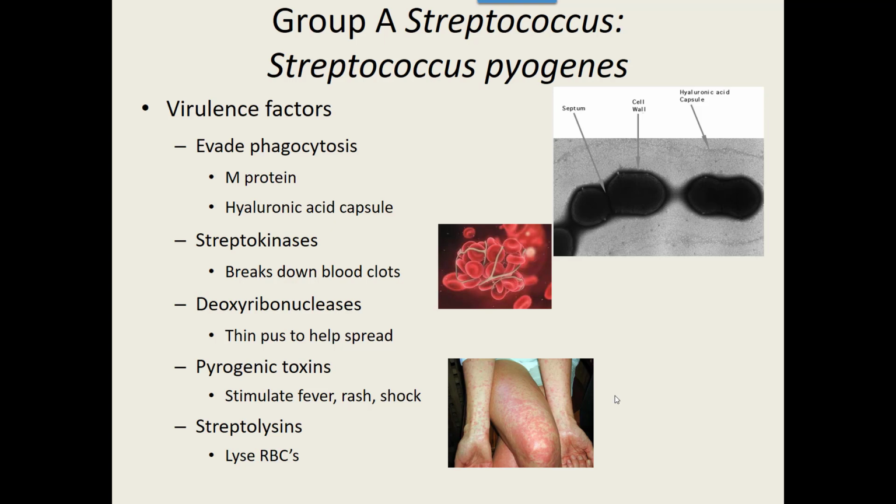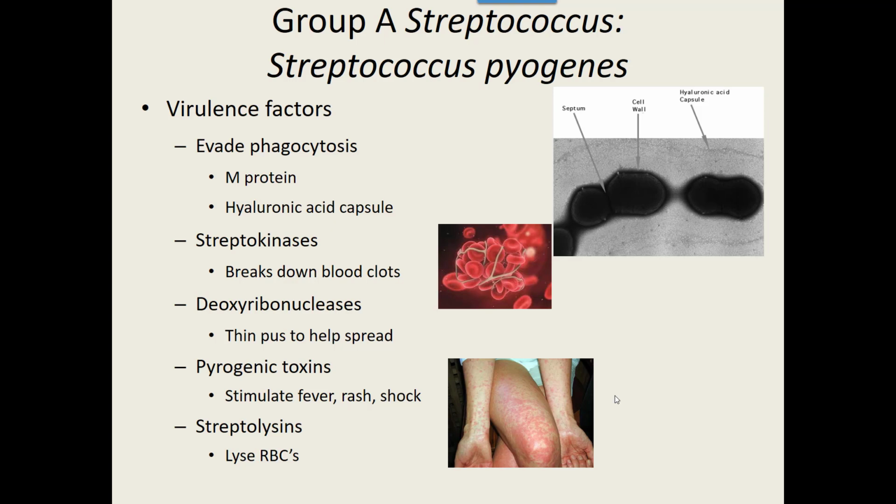It also has pyrogenic toxins that stimulate fever. It's going to stimulate a rash. It's going to stimulate the body going into shock. And it has streptolysins, which allow it to break apart red blood cells, which on a blood agar plate allows us to see beta hemolysis. That also helps it get nutrients out of the red blood cells, and allows it to travel and feed off of them.